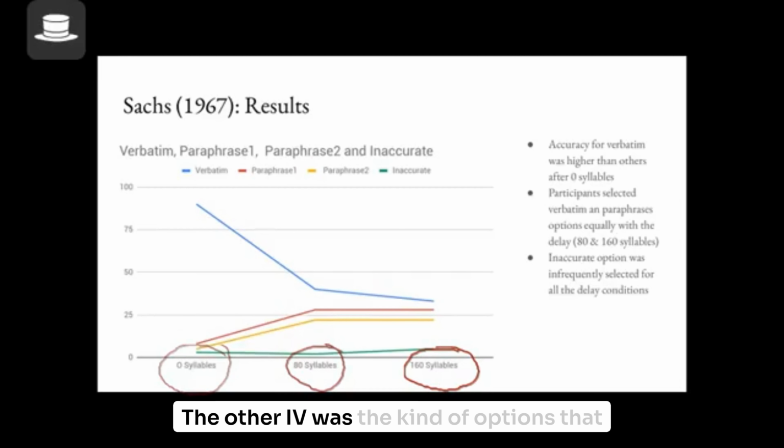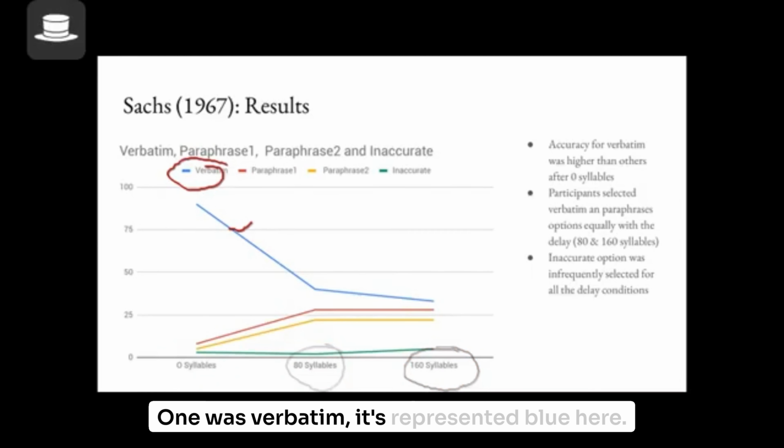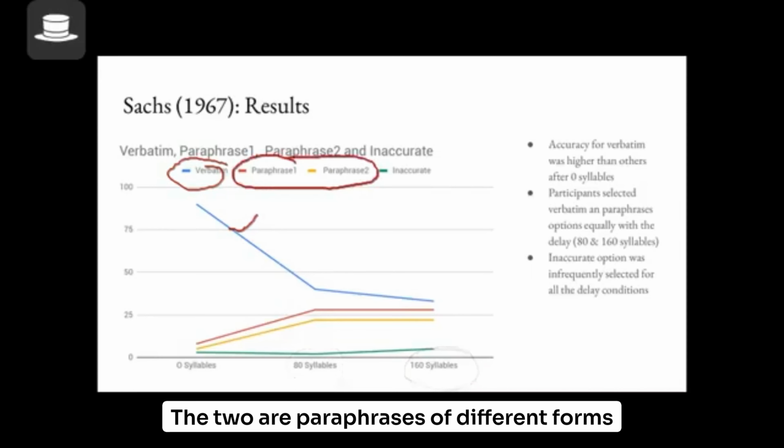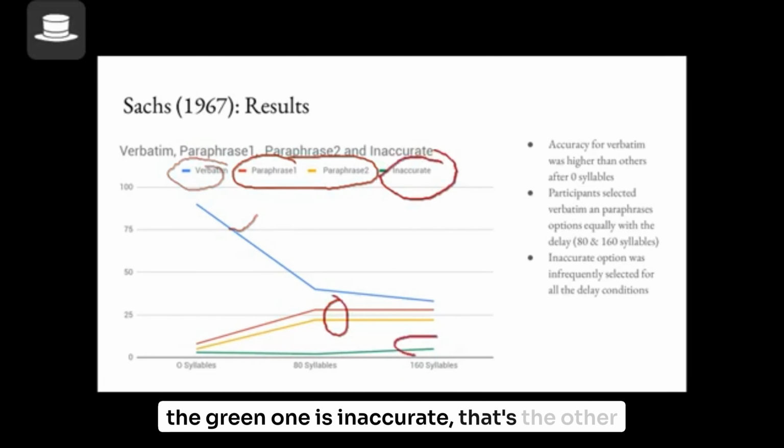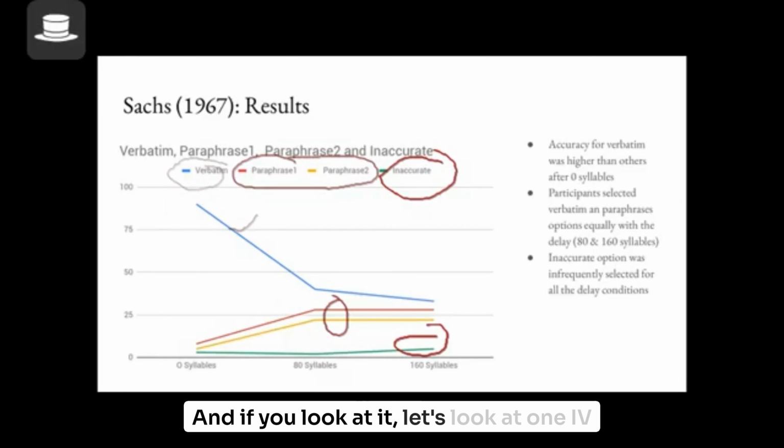The other IV was the kind of options they were given, right? One was verbatim, represented in blue here. The two are paraphrases of different forms, which are represented here in 2 lines, and the green one is inaccurate. That's the other level.